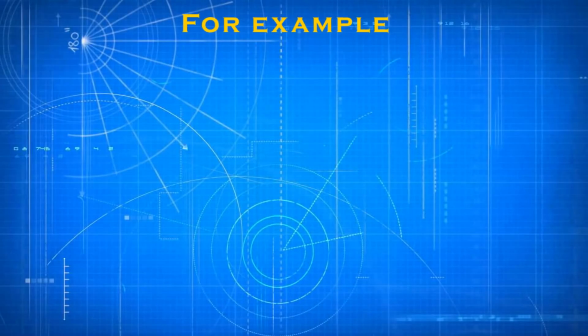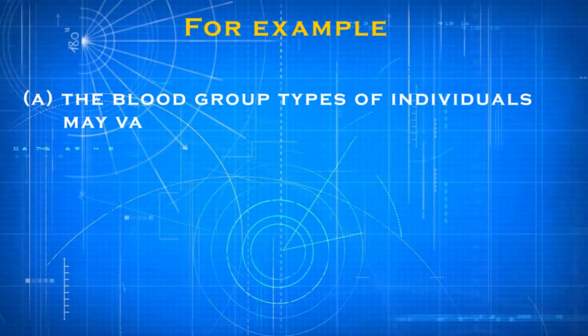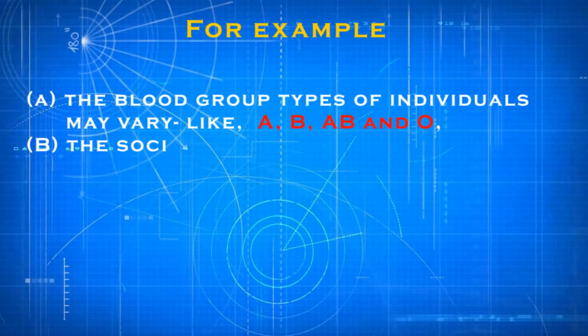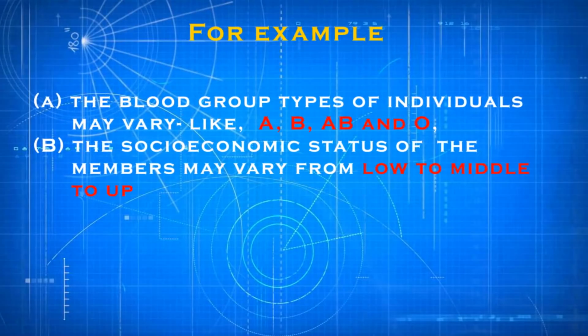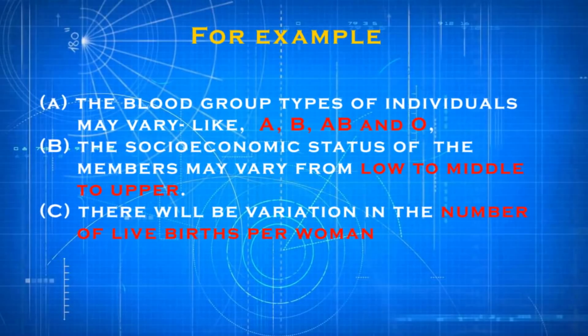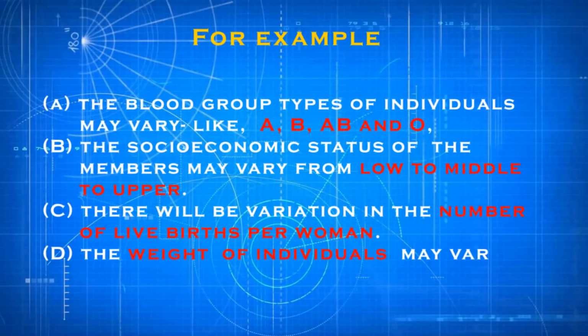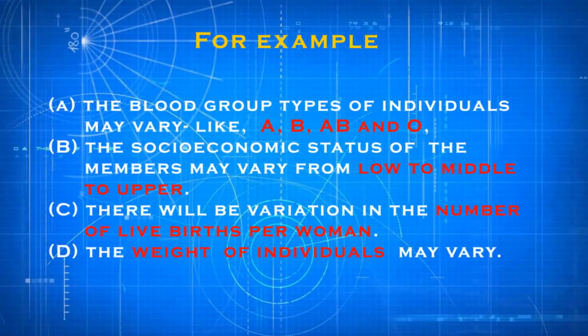Say, for example, if we look into the blood group types, we will find there is a wide variability. If we look into the socio-economic status of the population, we find variability. So also we find variability in the number of childbirths a woman gives, and also in the distribution of body weight pattern among the individuals. Again, if we compare these variables with that of other populations, we will find that there is a difference.